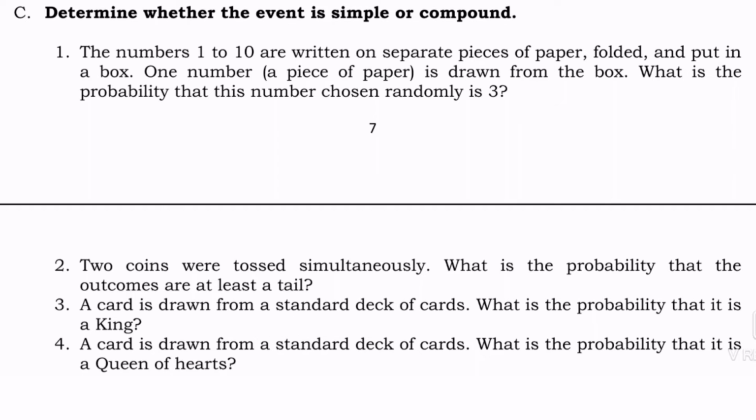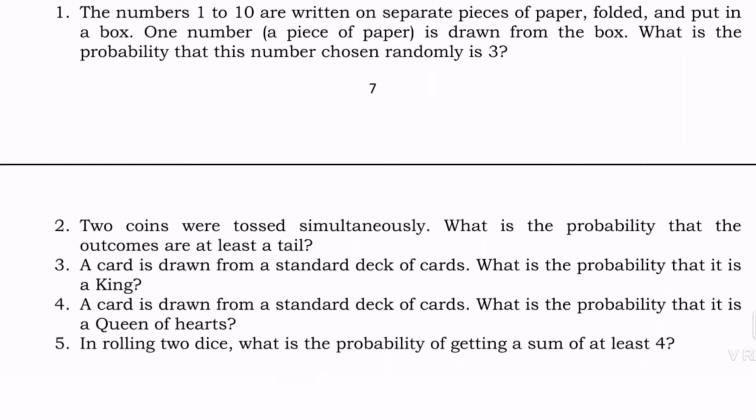Number 4. A card is drawn from a standard deck of cards. What is the probability that it is a queen of hearts? The answer is simple. Number 5. In rolling 2 dice, what is the probability of getting a sum of at least 4? The answer is compound.